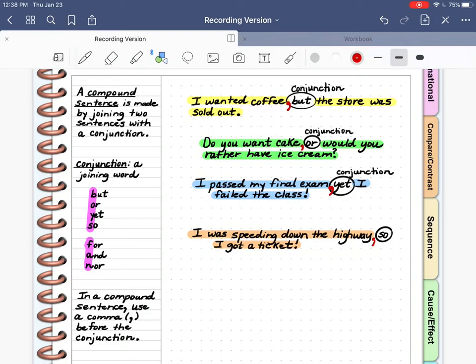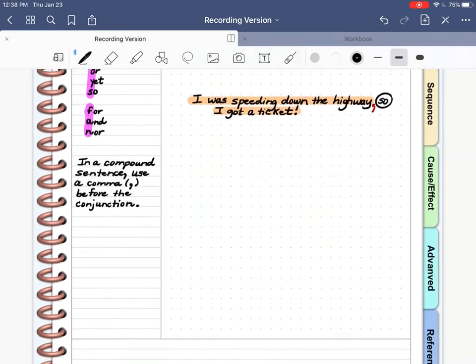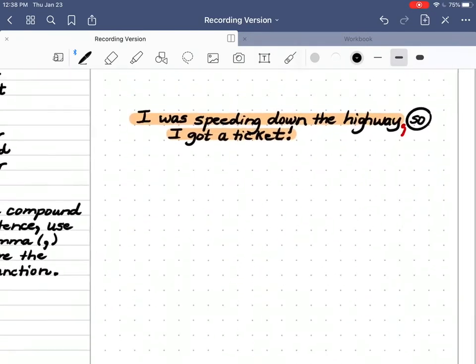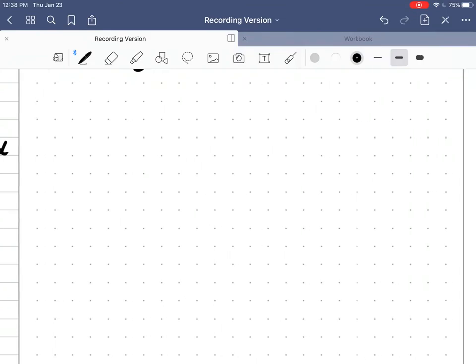Okay, the word for. Let's do that one next. For. This one's a tough one for me because I never use this word as a conjunction. I always use it as a preposition, which is another part of speech. So let me think just a minute. Here we go.